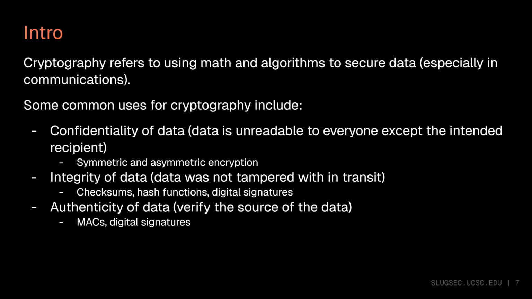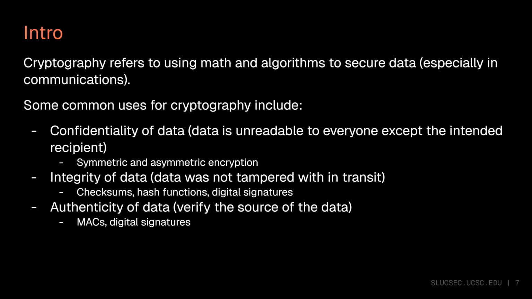So some of the common uses for cryptography is confidentiality of data. So being able to have some data that is basically unreadable to anyone except some intended recipient of data, right? So you can think of it as mailing a letter to someone, but making it so that only they can read it, right? So no one else can intercept the mail and read and see what it says. Some examples of tools for doing that are symmetric and asymmetric encryption, which we'll talk about in a little bit.